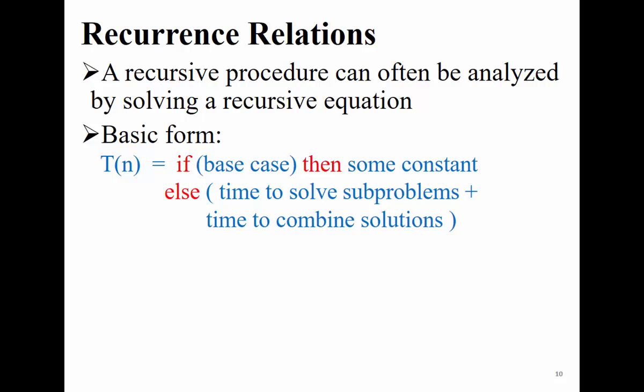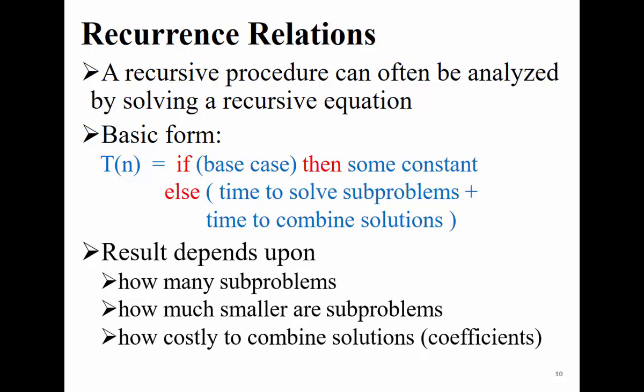Okay, if you are given any recursive algorithm, you will start asking questions: how can I formulate the time complexity? T of n is equal to, if the base case is reached, then you have some constant amount of time to solve the problem. You don't need the recursive call. Else, that means we are not reaching the immediate solution. We have to then consider the time to divide the problem into sub-problems, plus the time to combine the solutions of these sub-problems.